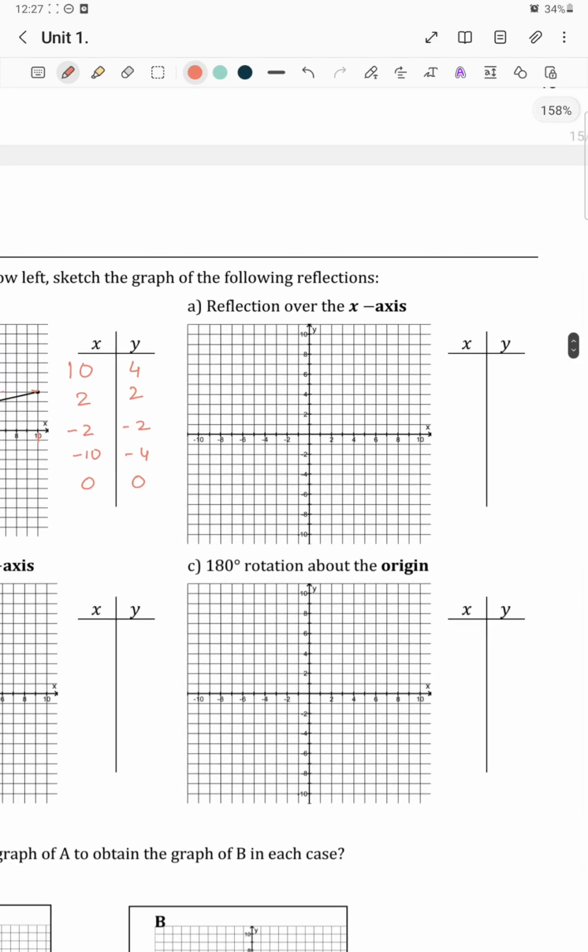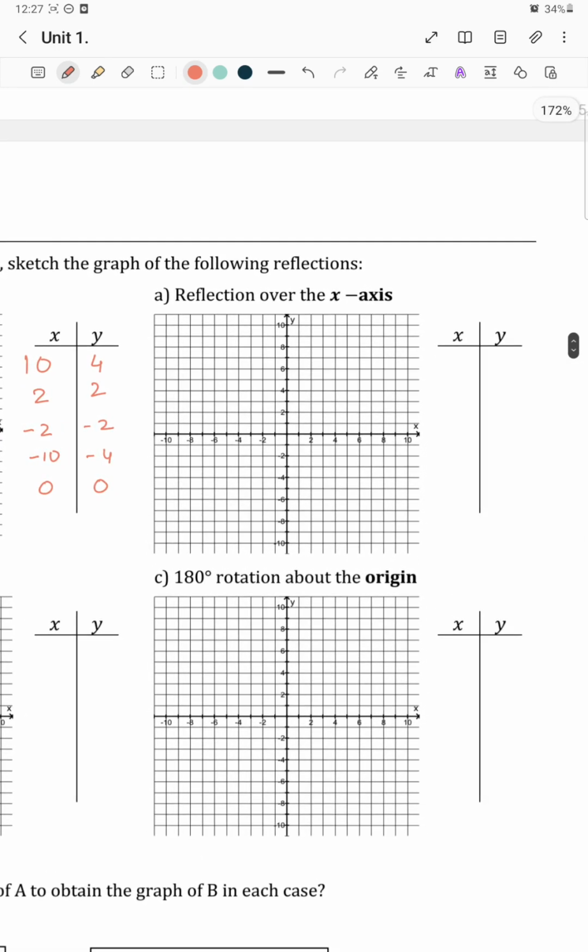Now in part A we need to do reflection over the x-axis. So how will we reflect this graph over the x-axis? Whenever you have to do reflection over the x-axis, you have to use the ordered pair x, negative y. You have to put negative with the y. So the values of x will come as they are: 10, 2, minus 2, minus 10 and 0. But with the values of y you need to multiply by minus. So it would be minus 4, minus 2, plus 2, plus 4, 0. So for reflection over the x-axis, you need to multiply negative with the y.